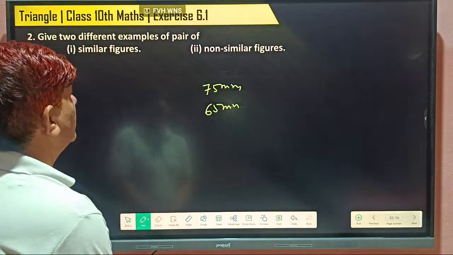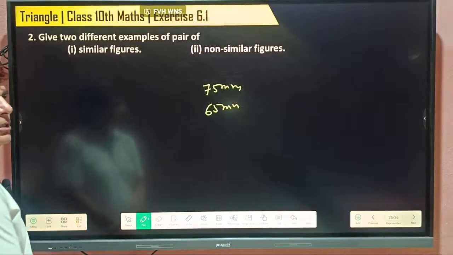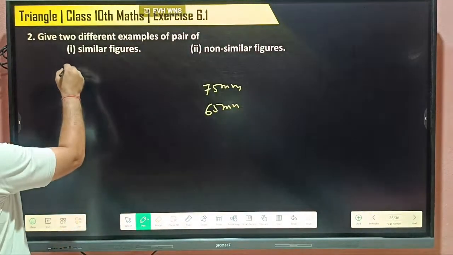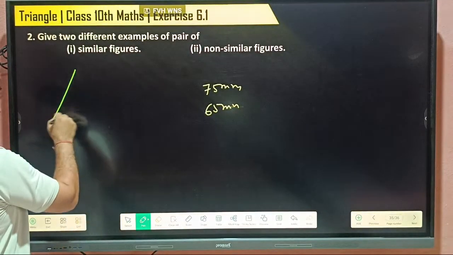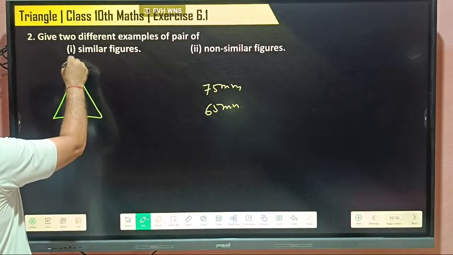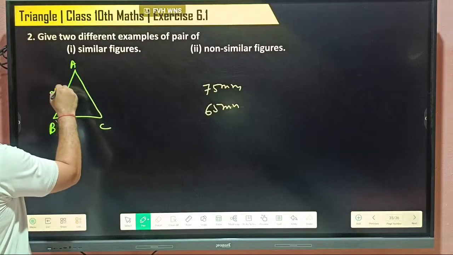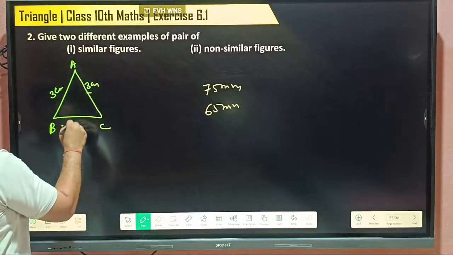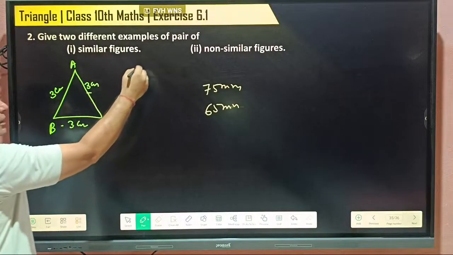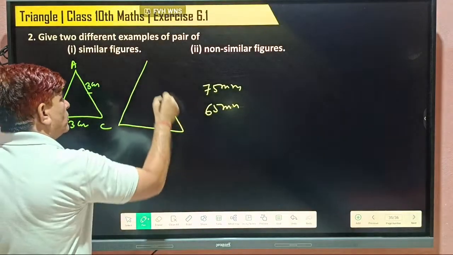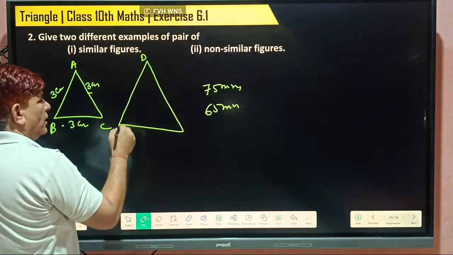Give two different example pairs of similar figures. I already told you, we are talking about triangles. You can take this triangle ABC, 3 centimeters, 3 centimeters, 3 centimeters. It's an equilateral triangle. Another one is what? Equilateral triangle DEF.